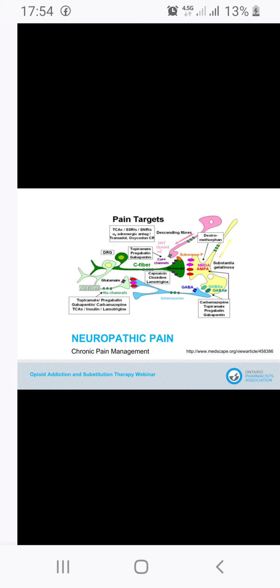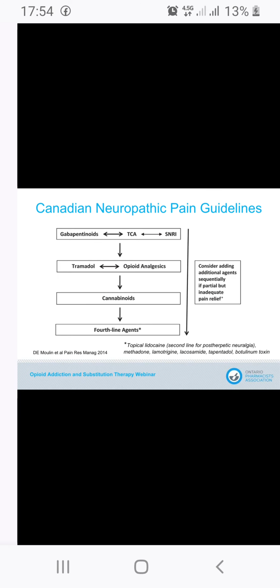Now we move to the different category of pain, which is neuropathic pain. And this schematic shows you how complex the pain pathway is and how different medications can target the different areas of managing some of the neurotransmitters and the pain pathway and the pain signals. This diagram shows the most recent neuropathic guidelines, Canadian neuropathic guidelines in 2014. Though dated, we still use this in practice.